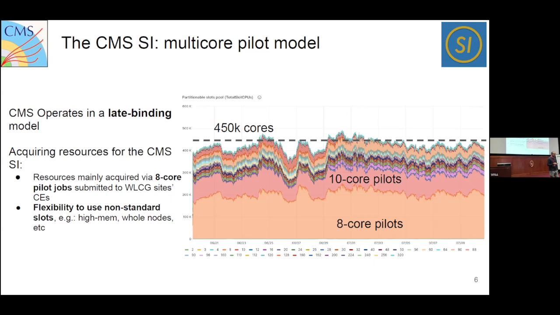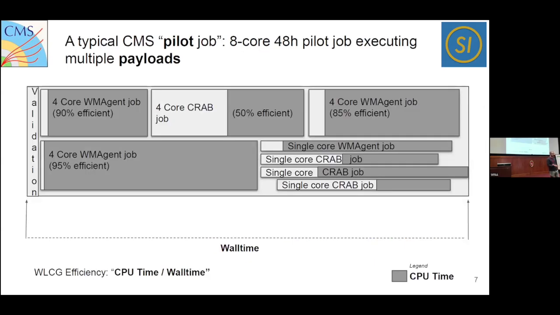And this is how a typical 8-core pilot runs. We run different types of payload. We can run 4-core WMAgent jobs. We can run different analysis jobs, CRAB jobs, and we have a limited lifetime of 48 hours. If you want to calculate the efficiency of this pilot, you have to take the efficiency of each single job, meaning how much time the CPU was used by each job, sum it, and divide it by the whole time. This is how the efficiency is calculated.